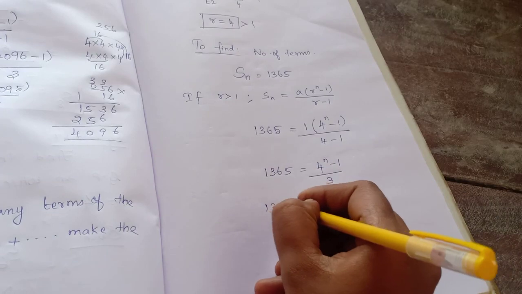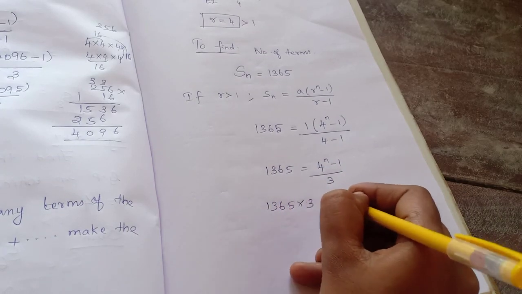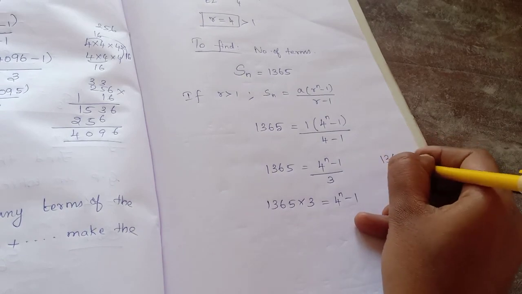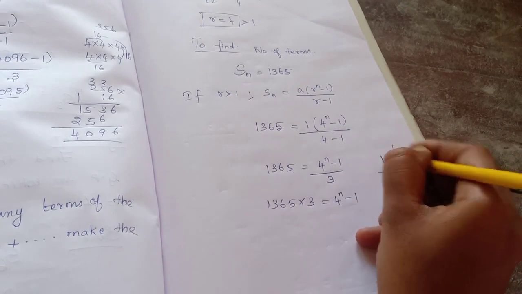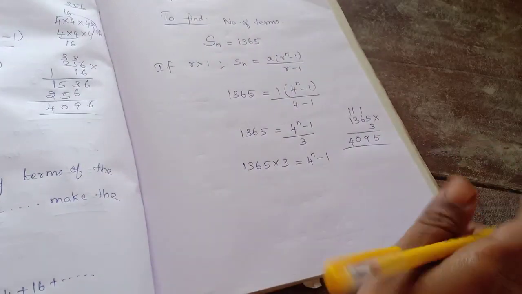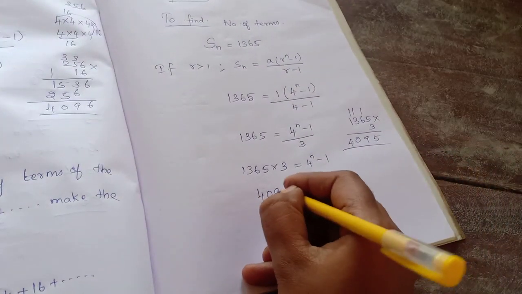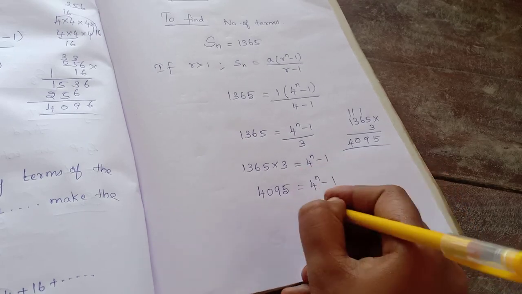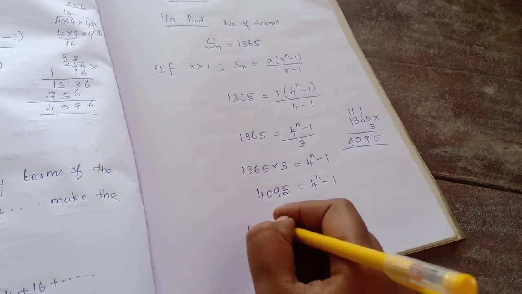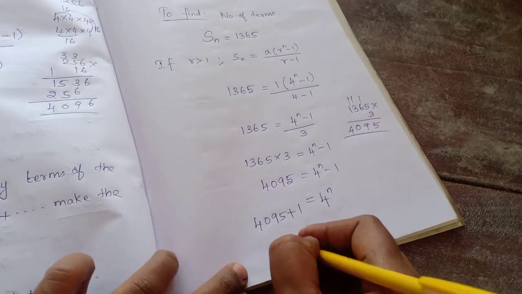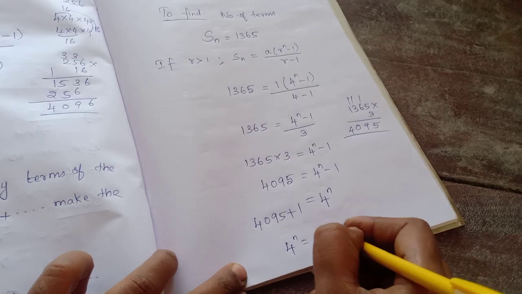1365 into 3, which is equal to 4 power n minus 1. So 1365 into 3: 5 3s are 15, 18, 19, 4095. So 4095 is equal to 4 power n minus 1. Take this side, 4 power n equals 4095 plus 1, because we are transposing this side. So 4 power n is equal to 4096.